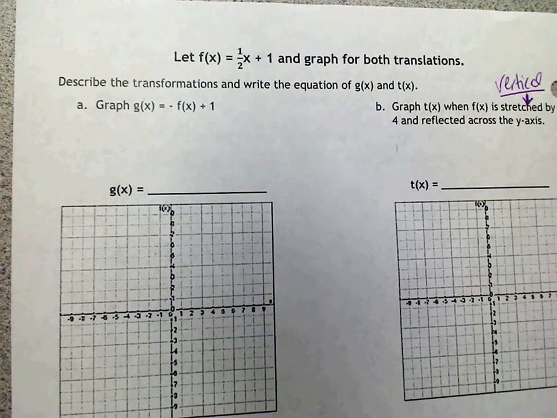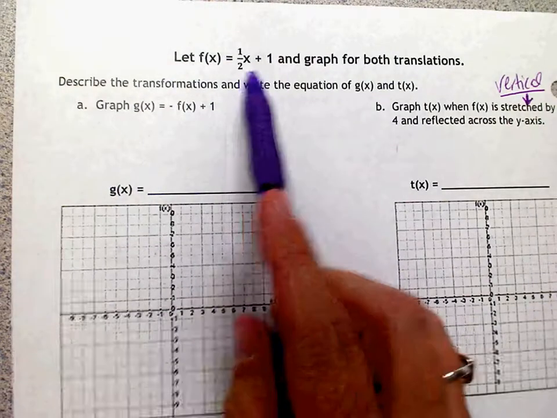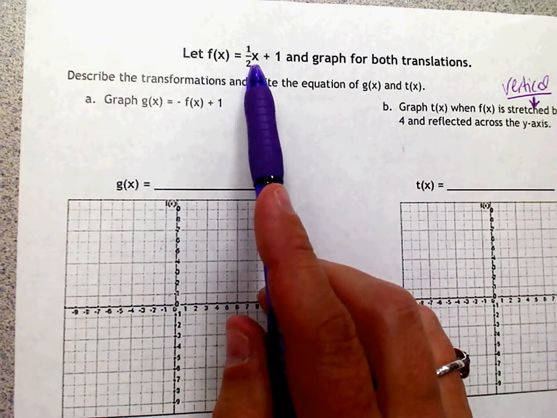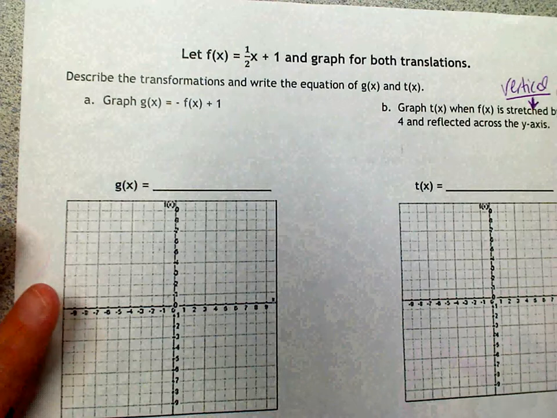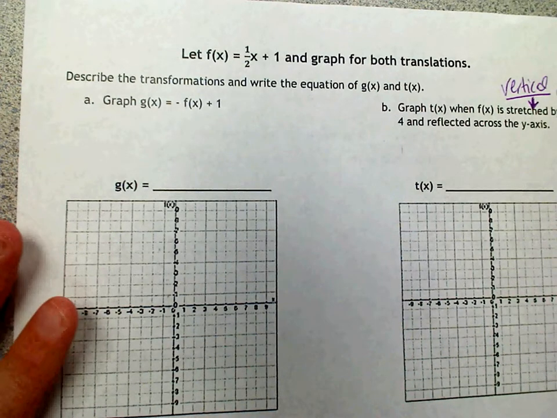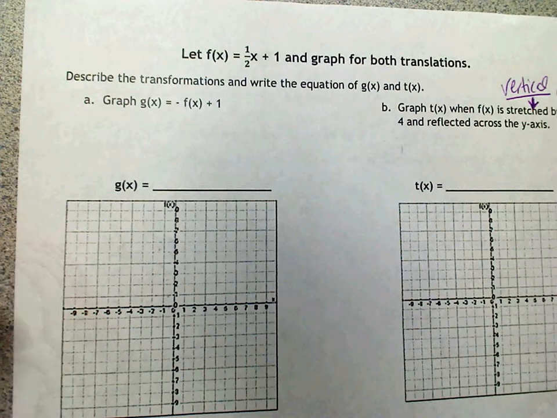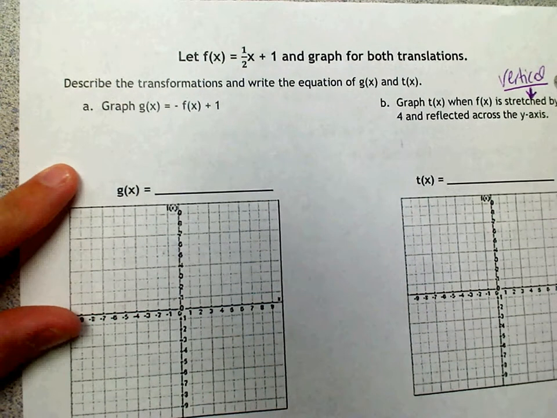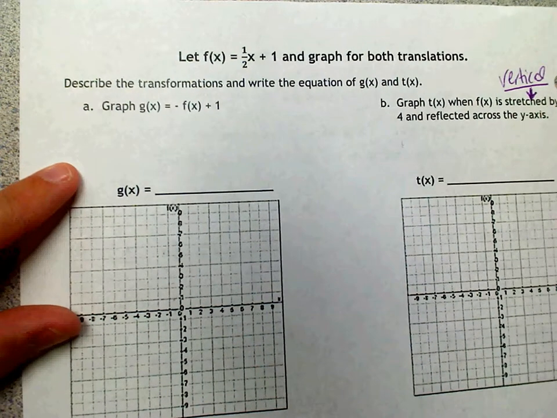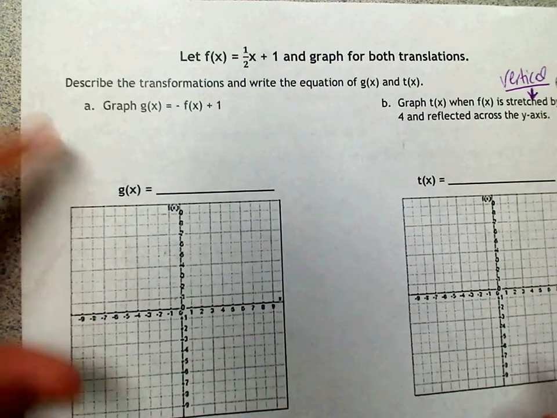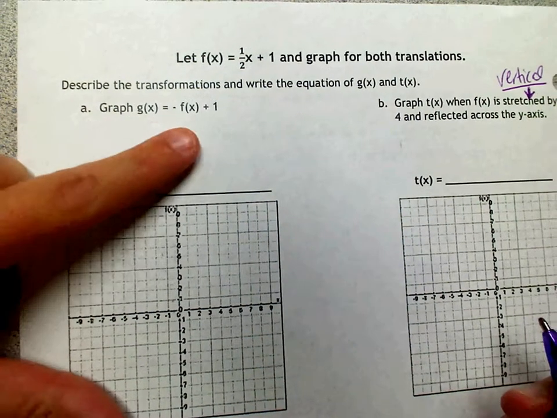All right, on the back, we're doing the same exact thing. We have a different function rule to start with for f of x. This time, there's more than one transformation that's happening, okay? So that might make it a little bit more challenging than the ones we've had. So what are we doing here?